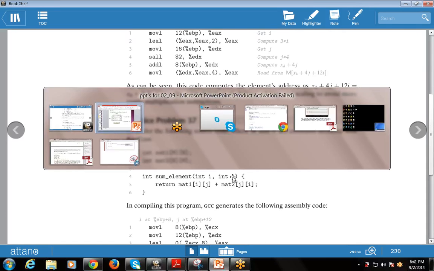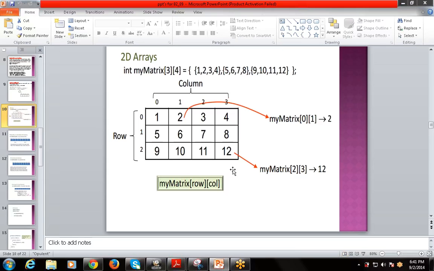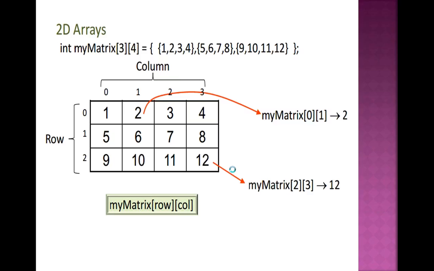Now let's see with the help of slides. This is the 2D array, that is how we can use the 2D array, that is int my matrix 3 4 with values 1 2 3 4 5 6 7 8 9 10 11 12. So these are 3 rows and 4 columns. There are 3 rows, this is 0 1 2, and 4 columns, that is 0 1 2 3. This is 1 2 3 4, this is 5 6 7 8, this is 9 10 11 12.